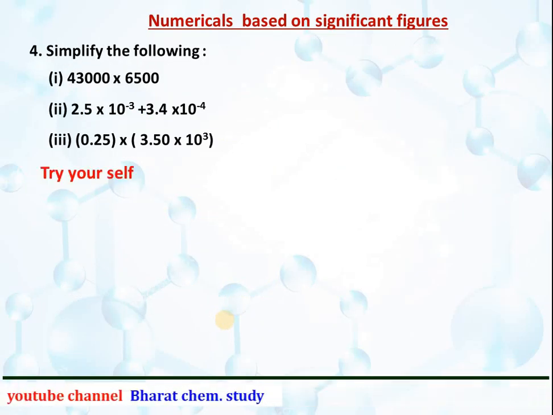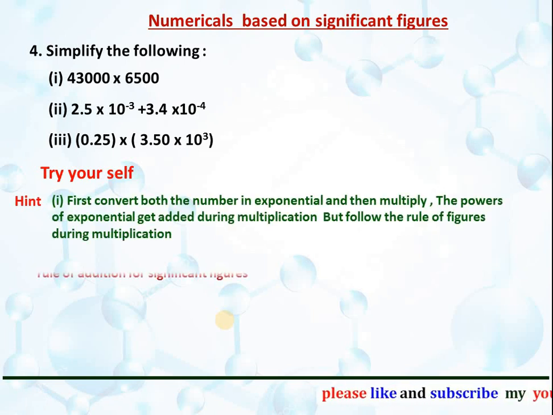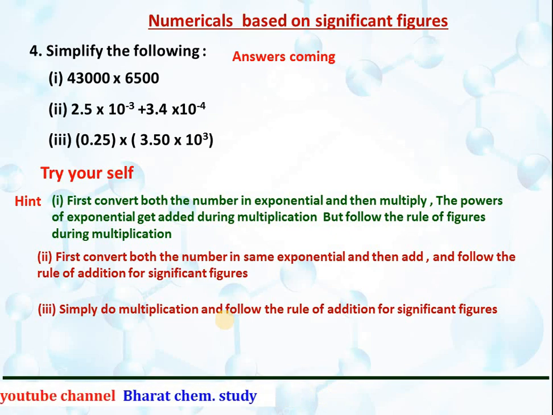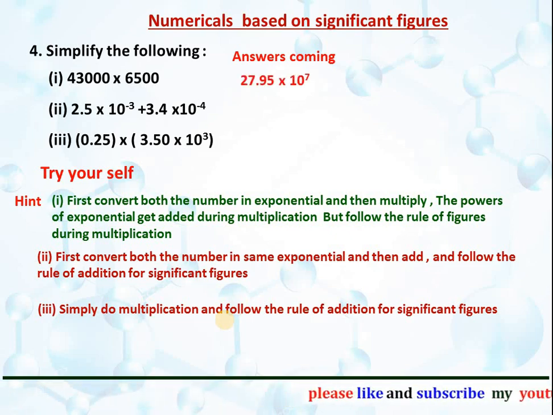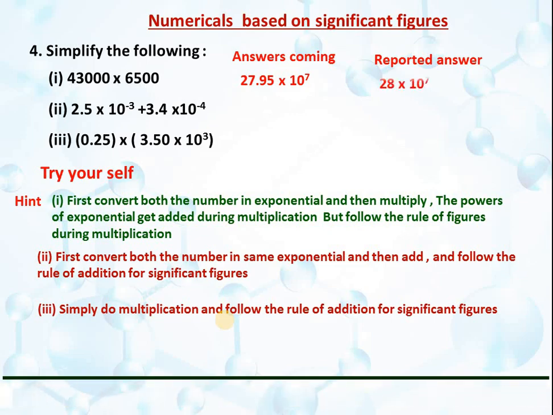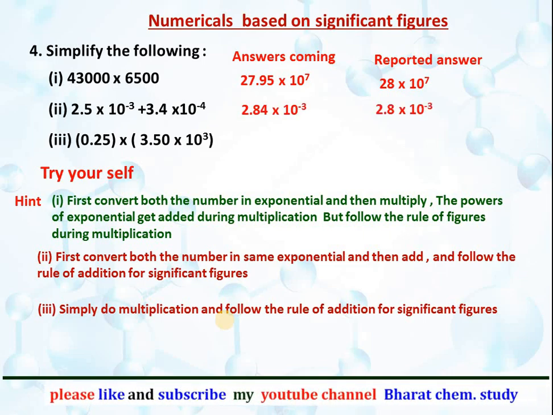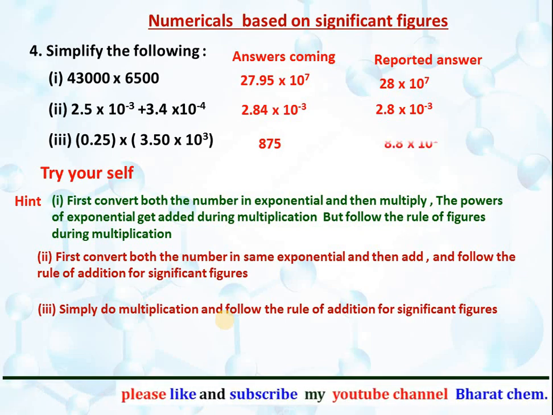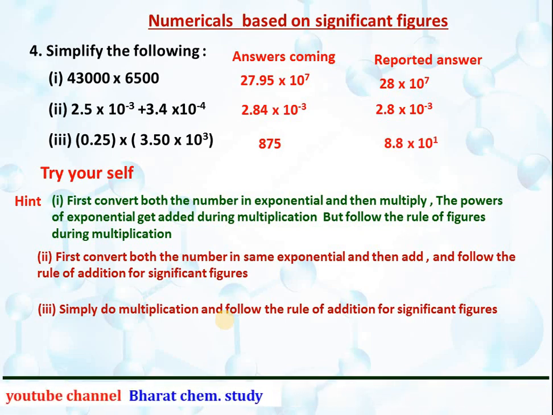Simplify the following. This you have to try yourself. I am providing the hint for you. And the answer is also provided. The answer comes to 2.7957. But the reported answer should be written according to the rules. So the reported answer comes to be this. So these are the answers and reported answers I am providing. Reported answer means the final answer we should write, which is acceptable scientifically. So try yourself. Do more practice from the book.